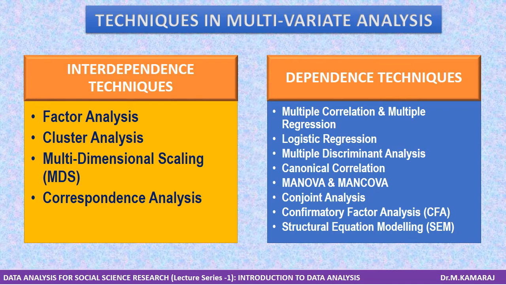These are namely multiple correlation, multiple regression, logistic regression, multiple discriminant analysis, canonical correlation, MANOVA, MANCOVA, conjoint analysis, confirmatory factor analysis, structural equation modeling, etc. Let me brief them one by one. Multiple correlation. It measures the strength of association between the independent, it means explanatory variables, and the dependent variable, it means the variables we wish to forecast.